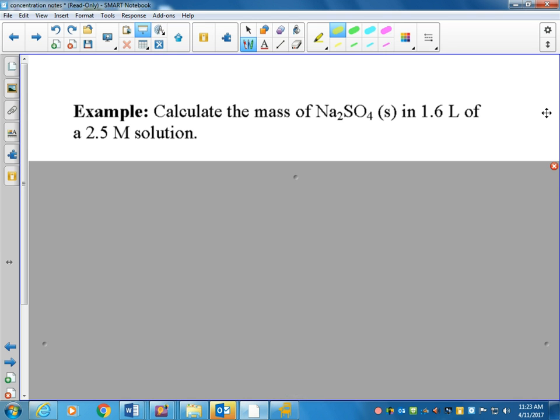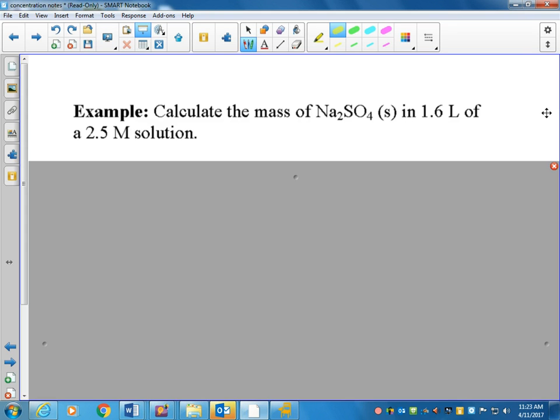So, in our example, we are calculating the mass of sodium sulfate in 1.6 liters of a 2.5 molar solution. Okay, so capital M, we usually say molar, which means moles per liter.